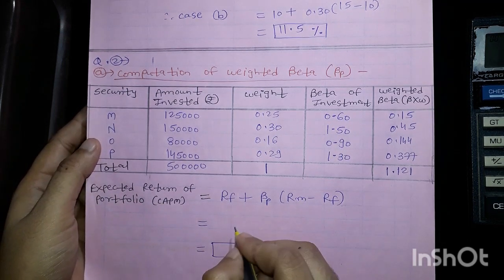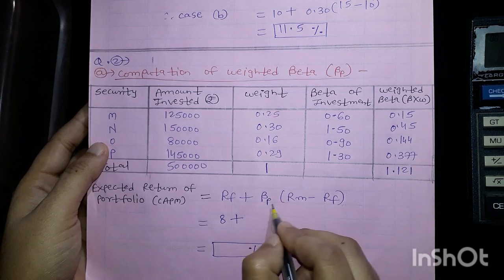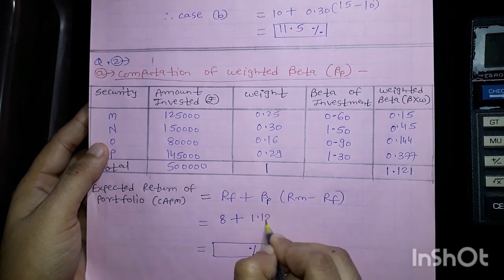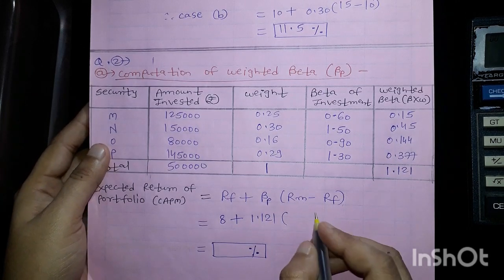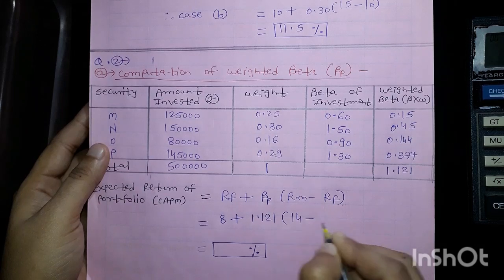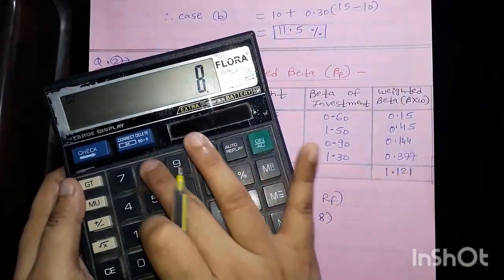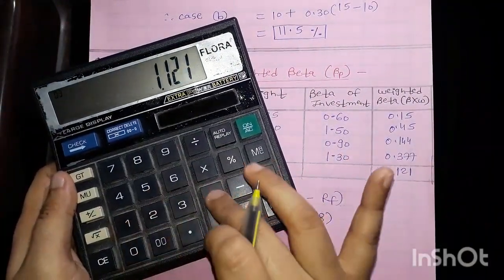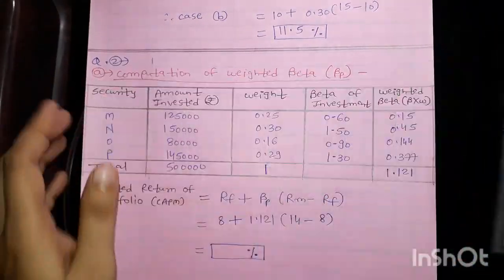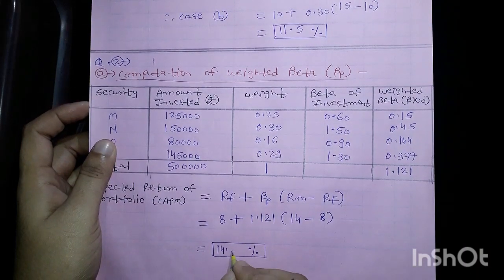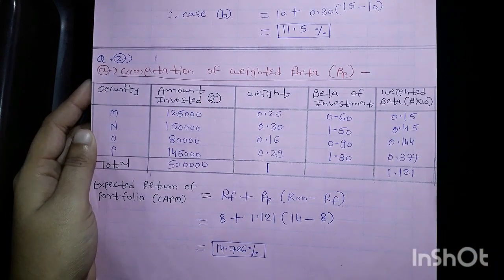Okay, so RF is given in the question, that is RBI bonds interest rate. After that portfolio beta, it means weighted, that is 1.121. Then multiplied by RM. RM is given in the question, that is Nifty ka interest rate, that is 14 minus RF is 8. Okay, so let's check. 14 minus 8 multiplied by 1.121 plus 8. Okay, so we are getting like this. So this is our answer, 14.726. This is the expected return of portfolio as per CAPM. This is a part A.